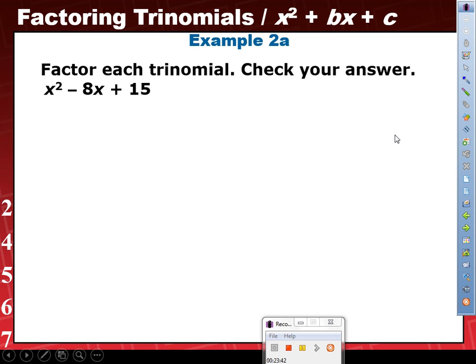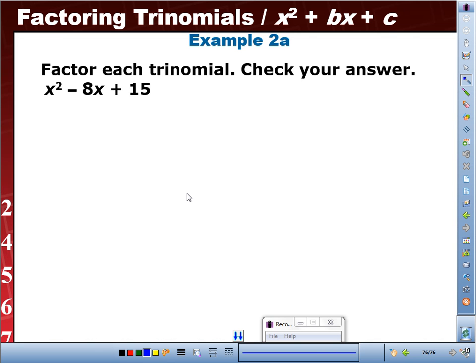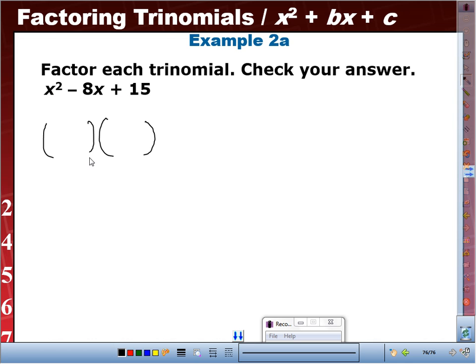Now let's start with some negatives. See how we do with those. Example 2A. X squared minus 8x plus 15. We're going to do this one together. Here we go. Write it down, please. I don't want it in your noodle. Do we have a GCF? No. Open two parentheses. Factor the first term, x and x.